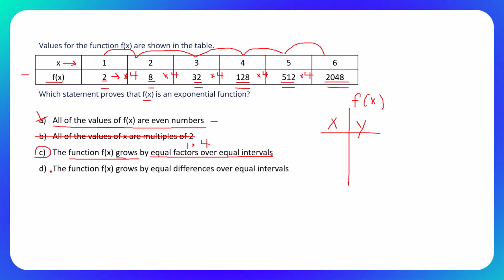Let's look at D just to make sure. The function f of x grows by equal differences over equal intervals. Okay, it's different. It's equal factors, not differences. Differences indicate subtraction. So that's not the correct answer. The answer is C.